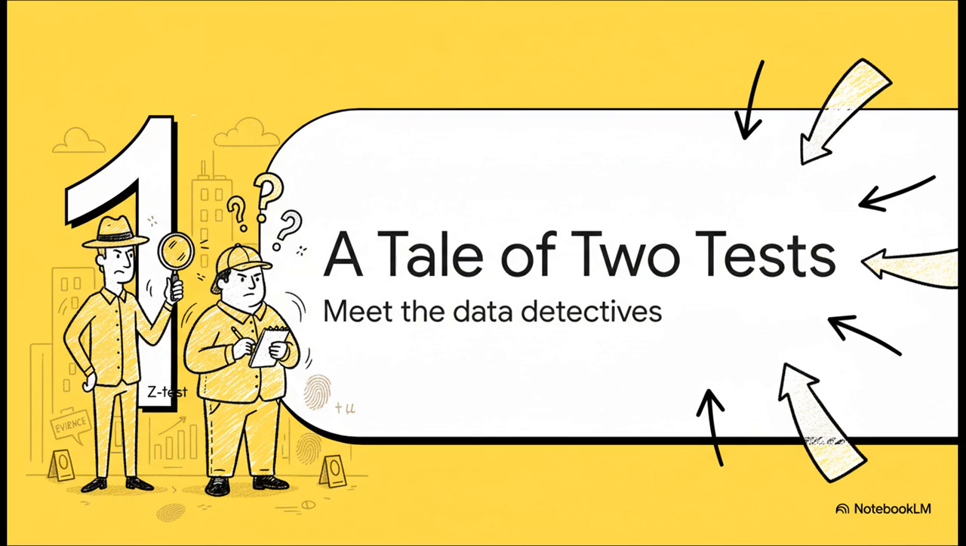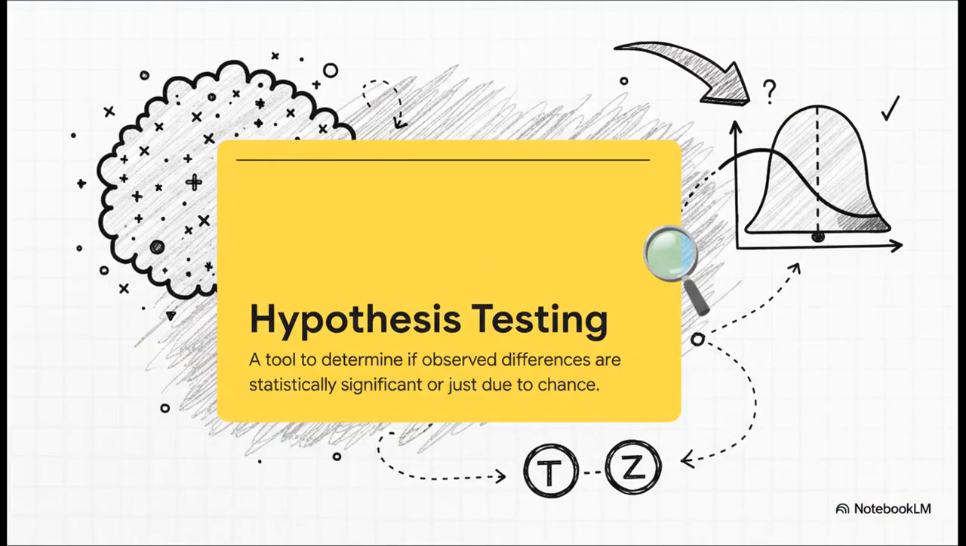You can think of the t-test as the super cautious investigator, the one you call when you've only got a few clues. The z-test, on the other hand, is like the veteran who's used to working with mountains of evidence. They're both chasing the same truth, just in different ways. Now, the job they both share is called hypothesis testing. It sounds technical, but it's really not. All it means is testing an idea.